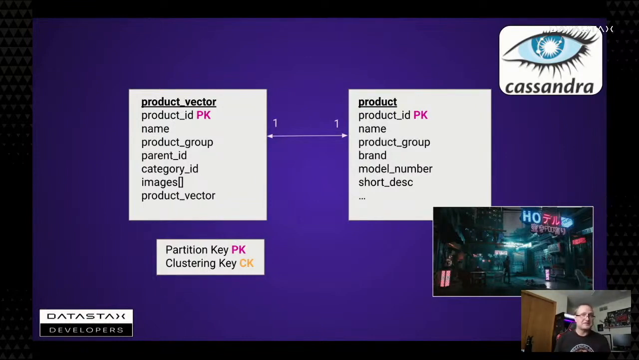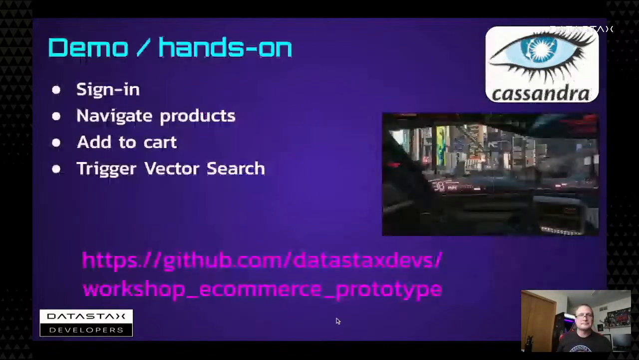But in the product vector table, I added things that we need to actually build up the pop-up that comes up when we trigger a vector search, and we're showing that top result there. So in that case, true to Cassandra modeling form, we have exactly what we need in that product vector table to suit that query. So that's what we're going to run with.